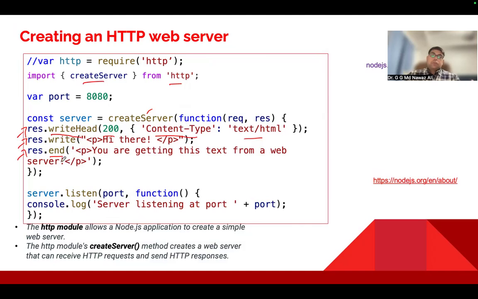And then you also need to run the server with the server.listen method, and the listen function will have a port number, which port you are running on, and then there's a callback function here. In that callback function you can write whatever you want to give a hint that the server is running. So that's the HTTP web server.